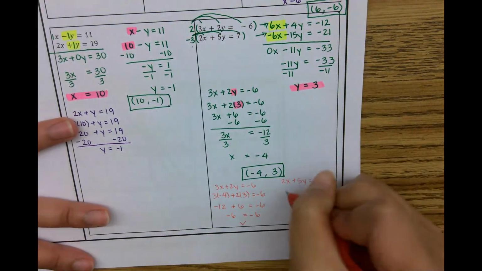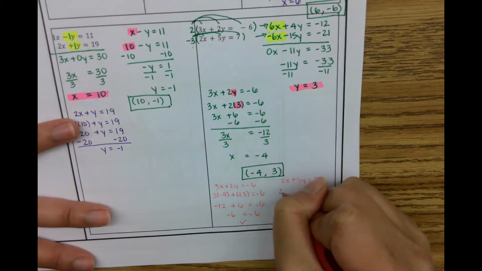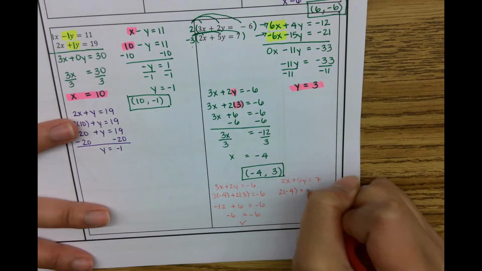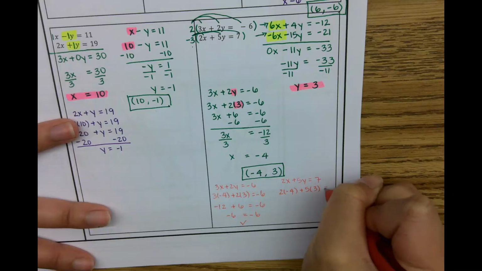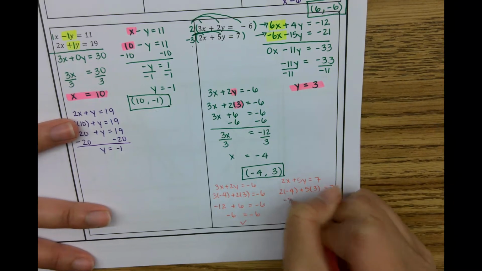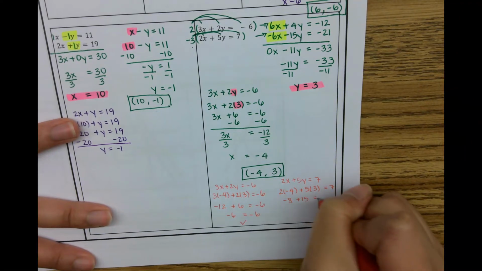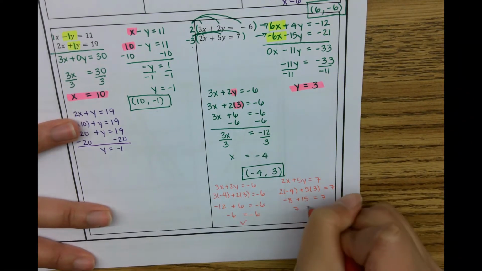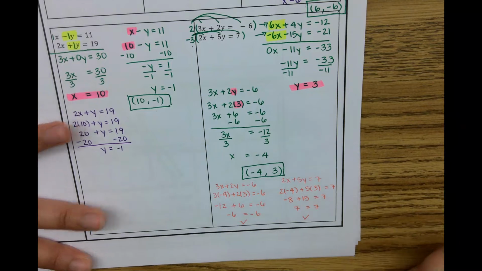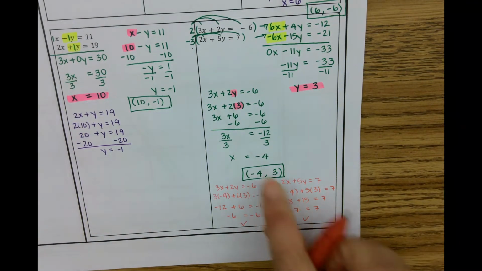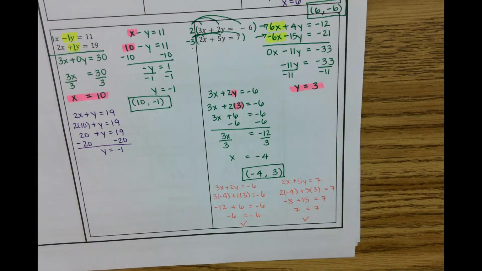Checking to see if it works for my second one, I'm going to plug in negative 4, 3 again for x and y just to check my answer. 2 times negative 4 is negative 8. 5 times 3 is 15. Negative 8 plus 15 is 7. Does 7 equal 7? Yes, it does. Because it worked for both of them, I know it's a solution to this system as a whole. So let's do a couple more.